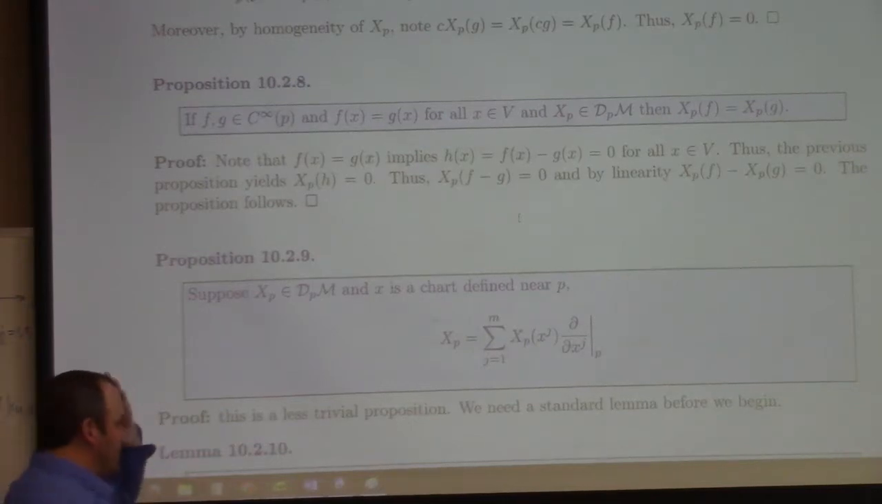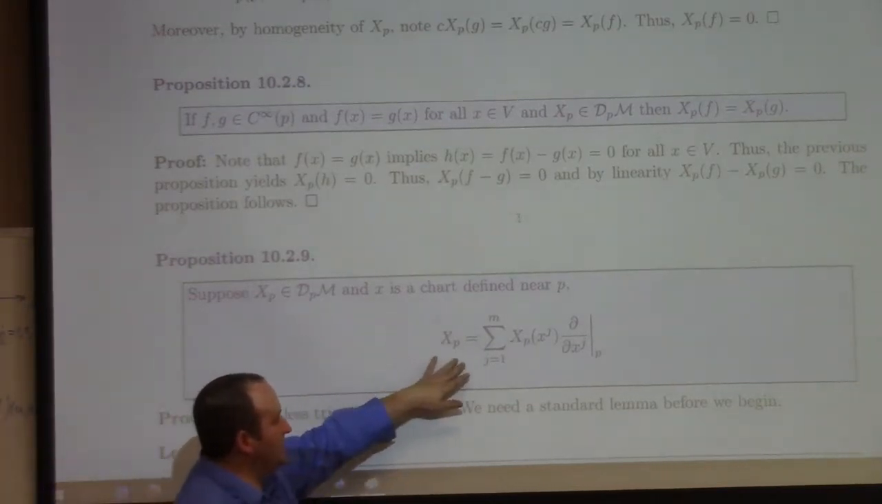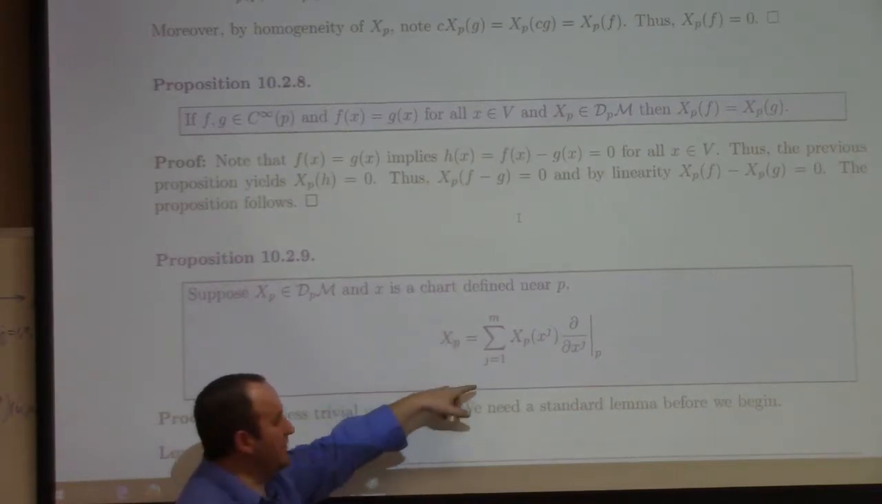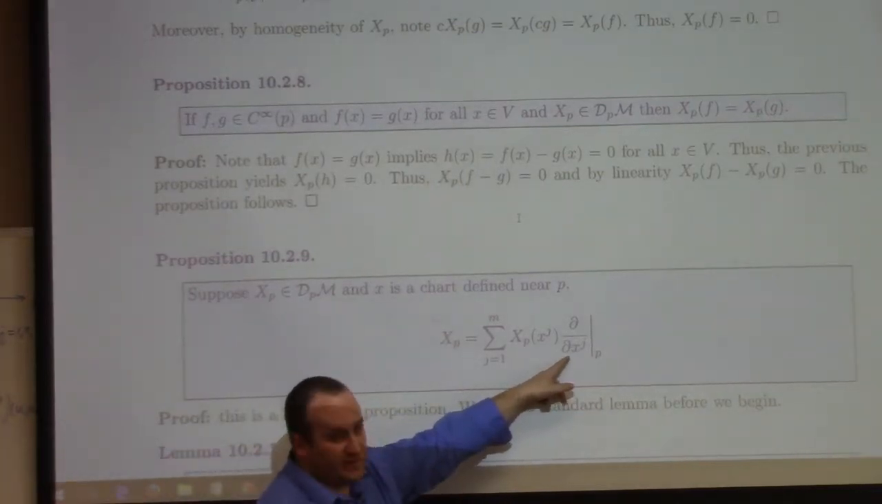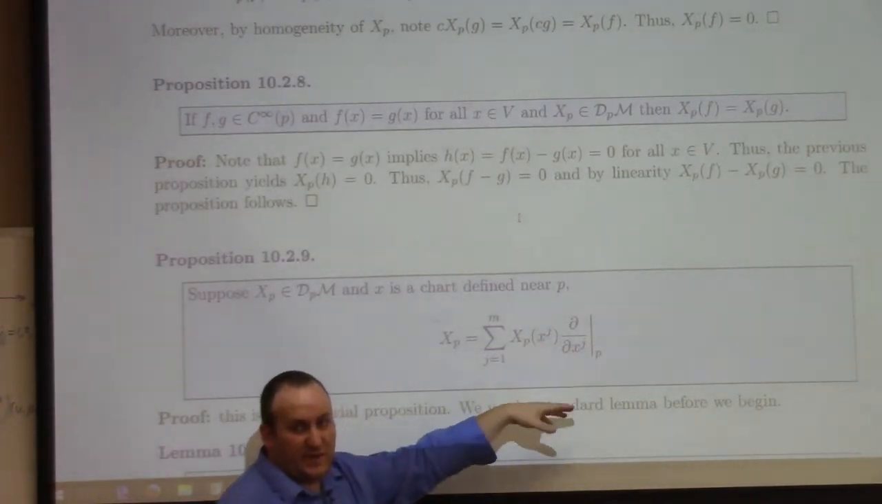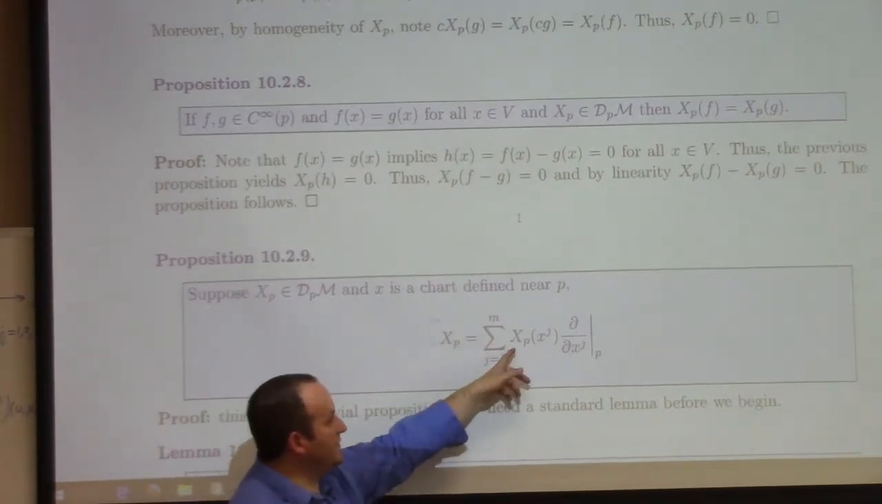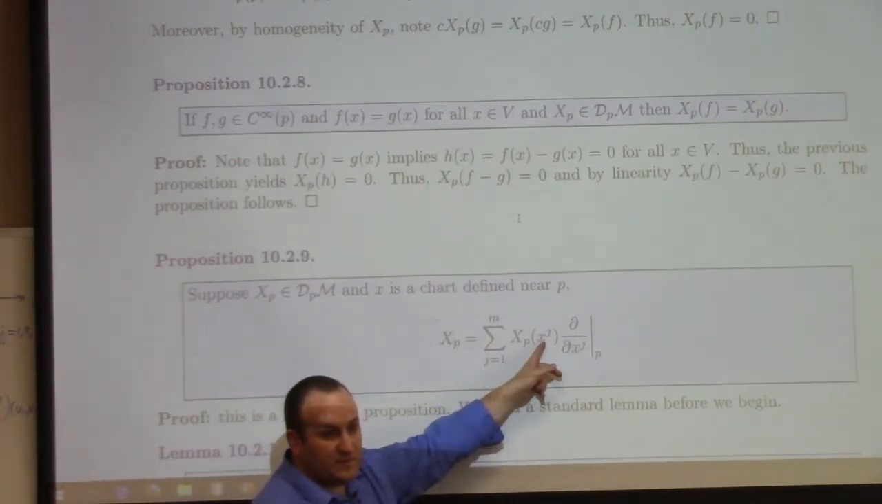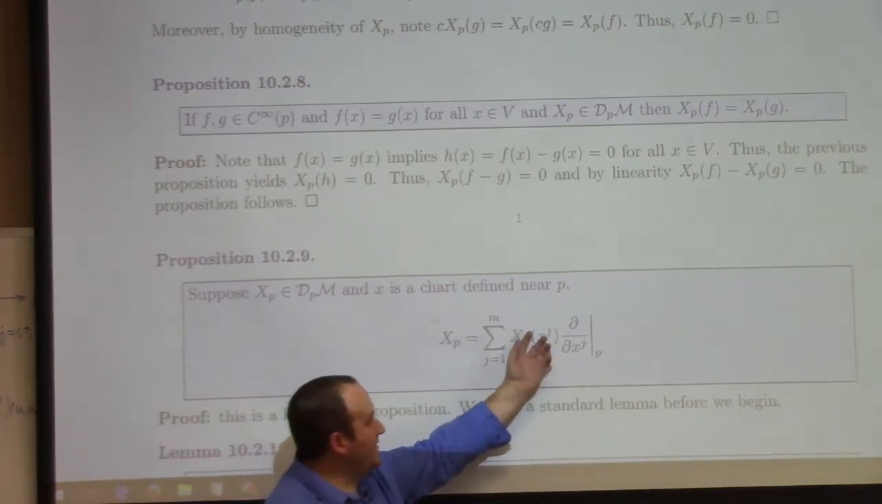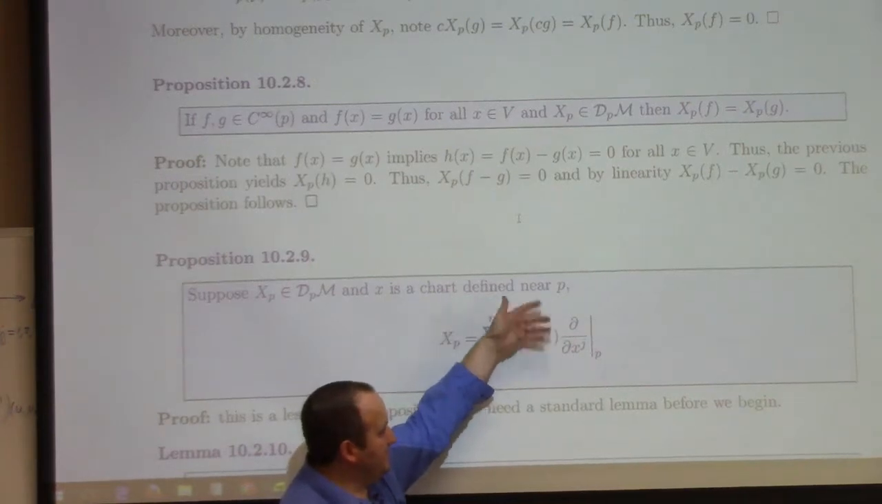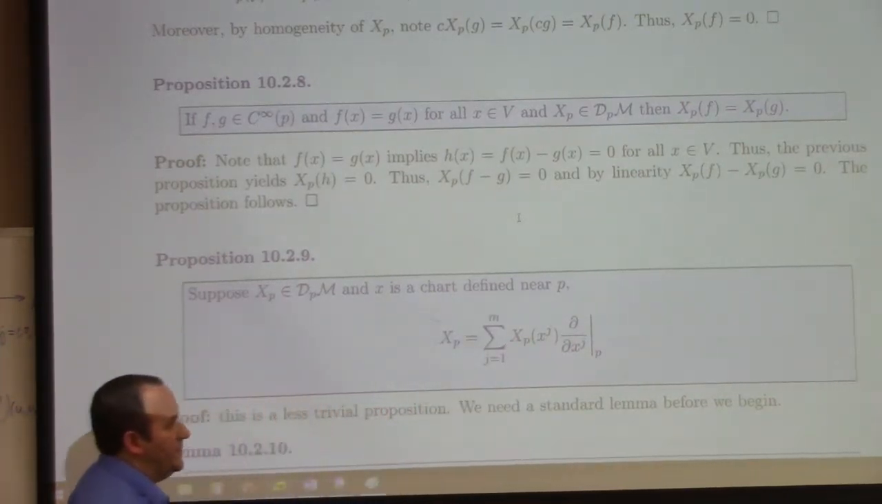So here's the big result. If you have a derivation on a manifold, you can write it in terms of the partial derivatives with respect to the coordinate derivations on the manifold. So if you have the coordinate chart, if it's a three-dimensional manifold, to calculate the formula for a derivation, you just let the derivation act on the coordinate functions, and that picks off the components, and then that weights the sum of the partial derivatives.